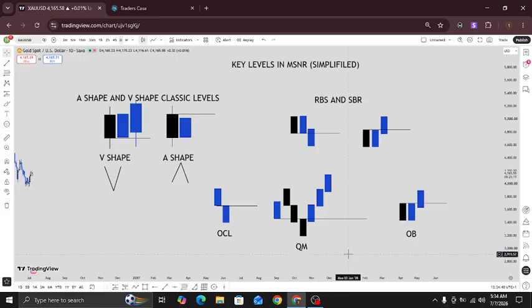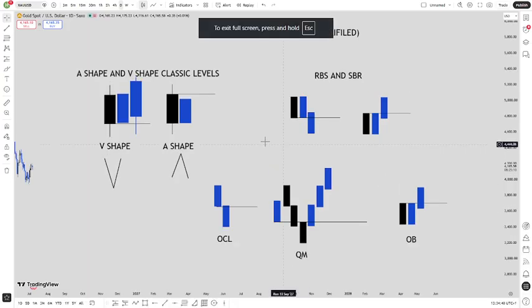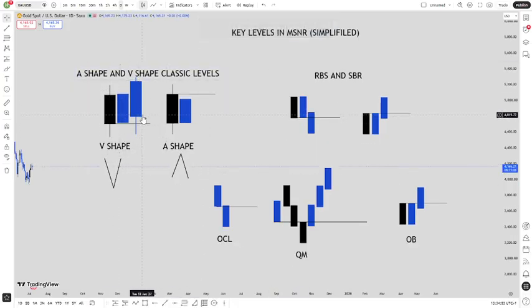Welcome back to the second video of key levels in Malaysian SNR. In the first video, we actually spoke about a few things. We majorly focused on these two key levels we have over here, the V-shaped key level and the A-shaped key level. And I was able to explain to you guys the fresh levels and the unfresh levels, how to mark and identify this type of levels.